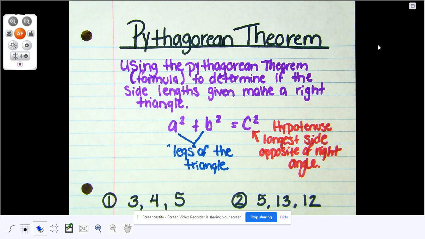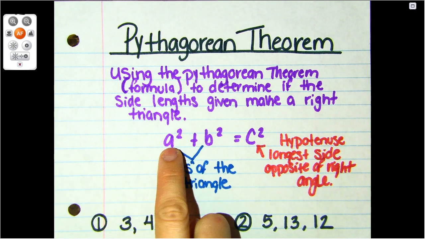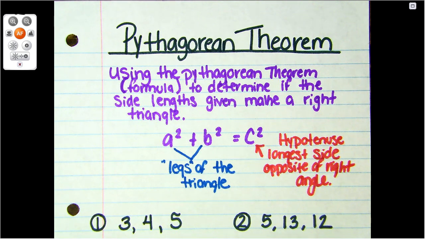Okay, in this particular video, we are going to be using our Pythagorean theorem, our formula, to determine if the side lengths that are given actually make a right triangle. So let's review key parts of our Pythagorean theorem. We have a squared plus b squared equals c squared.